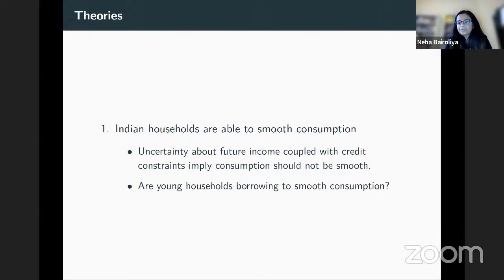So the first hypothesis that comes to mind is the most obvious one. Are Indian households able to smooth consumption? So there is nothing surprising about their flat profile. They are perfectly smoothing consumption. But if we know something from the existing research, we know that if there is uncertainty about future income in the light of incomplete markets, that would imply that consumption is not smooth, but we see a hump, as we see in the case of the US, right? So if Indian households are really smoothing consumption, do we see a lot of borrowing going on? Are young households borrowing against future income?